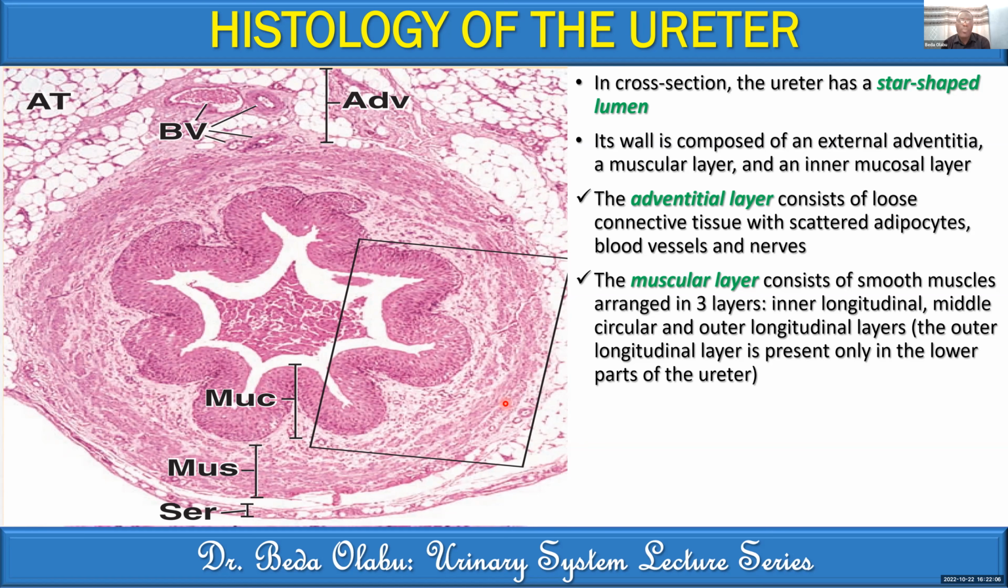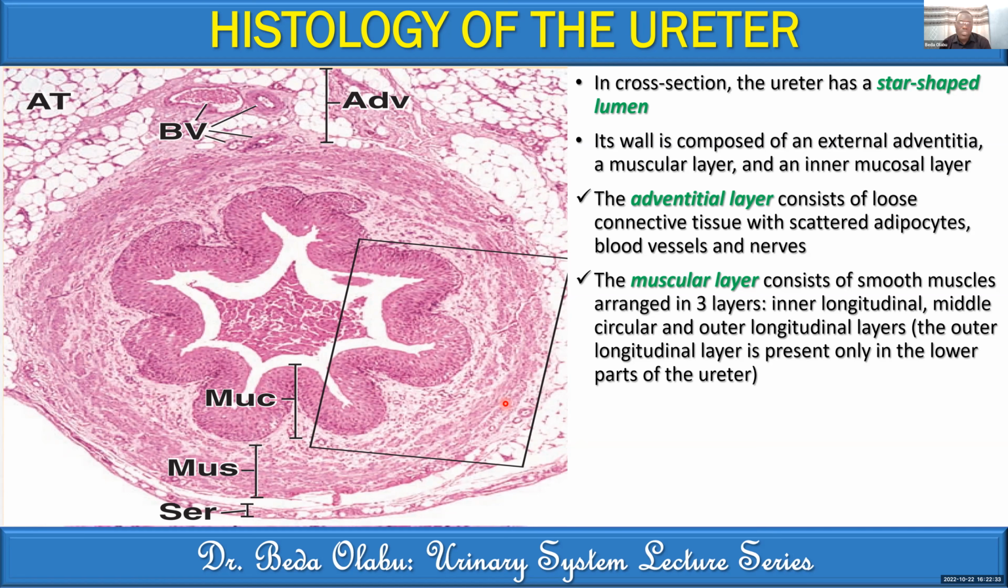However, in the upper parts of the ureter, the outer longitudinal layer is usually absent. So the upper ureter will tend to have the inner longitudinal layer and outer circular layer. But in the lower part of the ureters, inner longitudinal, middle circular, and outer longitudinal layer.